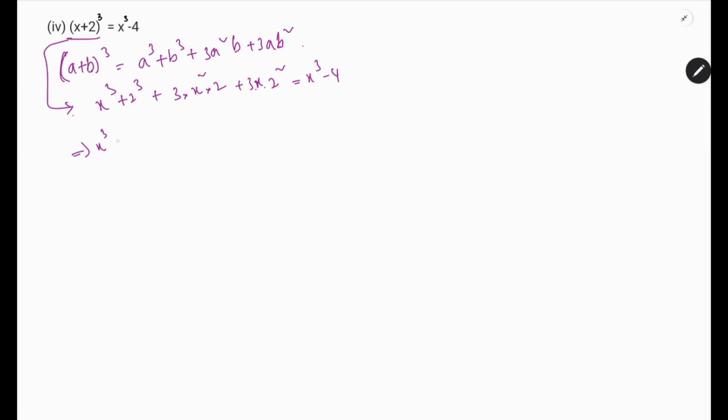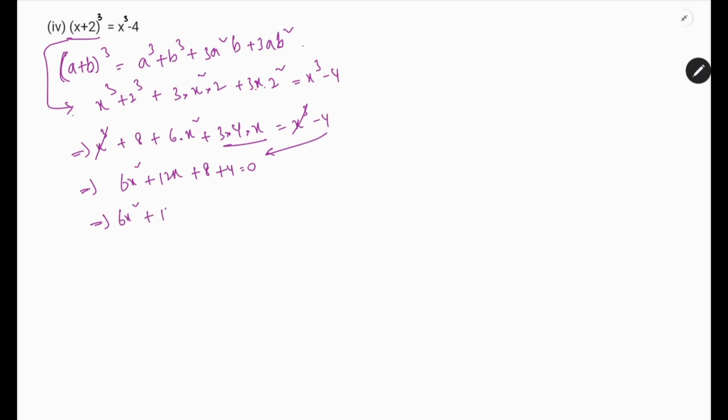So that is x cube plus 2 cube, which is 8, plus x square into 3 into 2, which is 6, plus 3 into 4 into x equal to x cube minus 4. Here x cube and x cube get cancelled. It is 6x square plus 12x plus 8. Bring minus 4 to the left side. It will be plus 4 equal to 0. It is 6x square plus 12x plus 12 equal to 0.